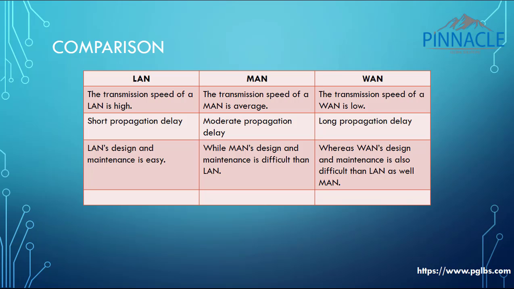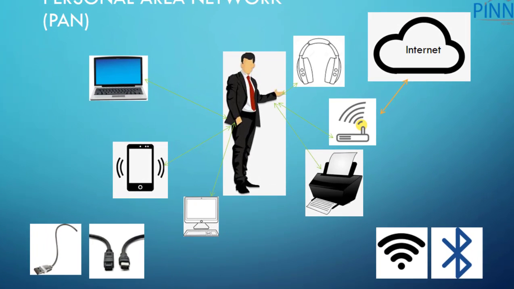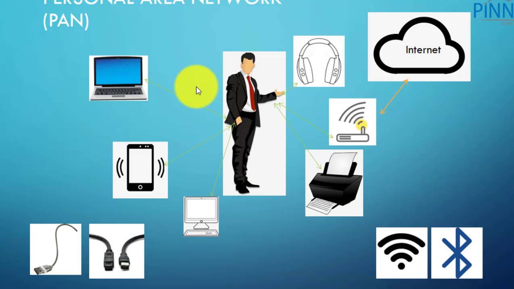Now knowing this much, we shall get into the next type of network, which is called the personal area network. Now the name itself indicates personal area network is personal to a particular user. Generally anybody uses various electronic and computer gadgets on his day-to-day basis. He would own a laptop, he would own a mobile phone, he would own a desktop, he would own a headphone, and he would also have an internet adapter and a printer.